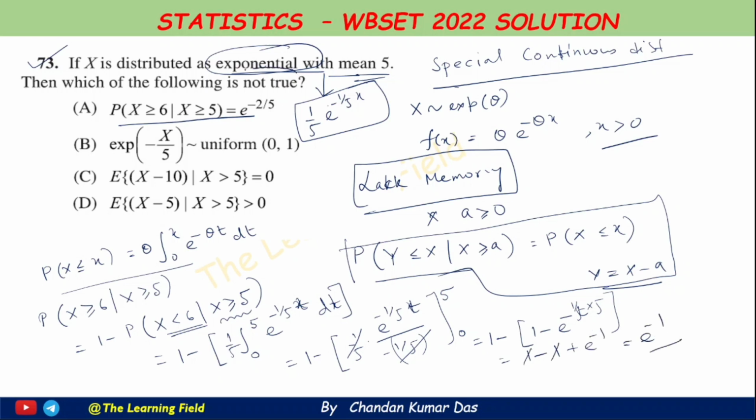It says which of the following options is not true. So the first option is the not true option. We don't need to check the other options. This is a special property: if x follows exponential 1, then the distribution of F(x) follows the uniform distribution on 0, 1. But here it is given that the mean is 5, therefore x by 5 is the exponential 1 distribution, as you can say easily from these results.